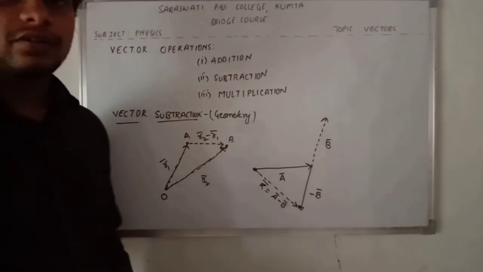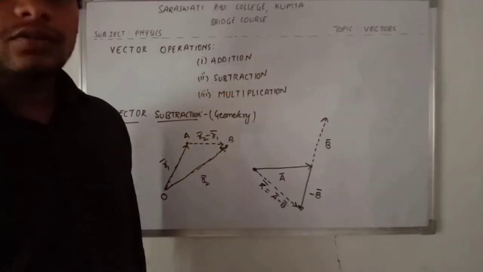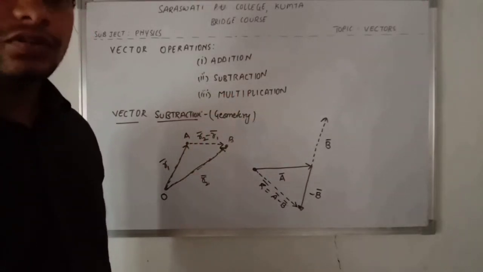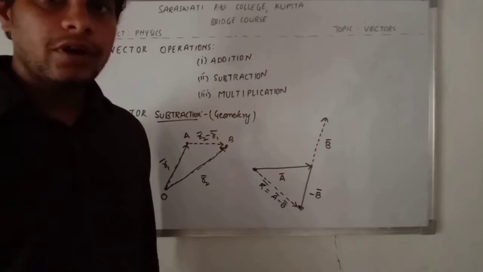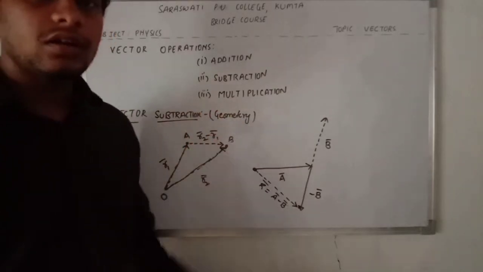Now, in multiplication of vectors, we have two kinds of multiplication, that is, the dot product as well as the cross product. Now we are going to discuss vector multiplication.